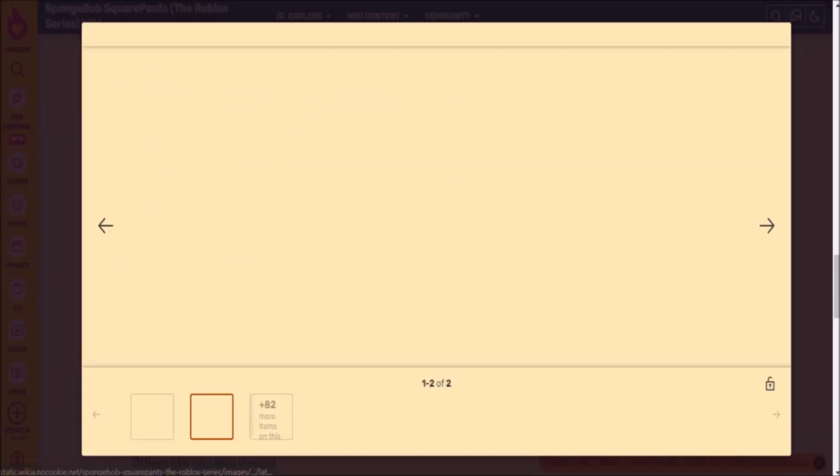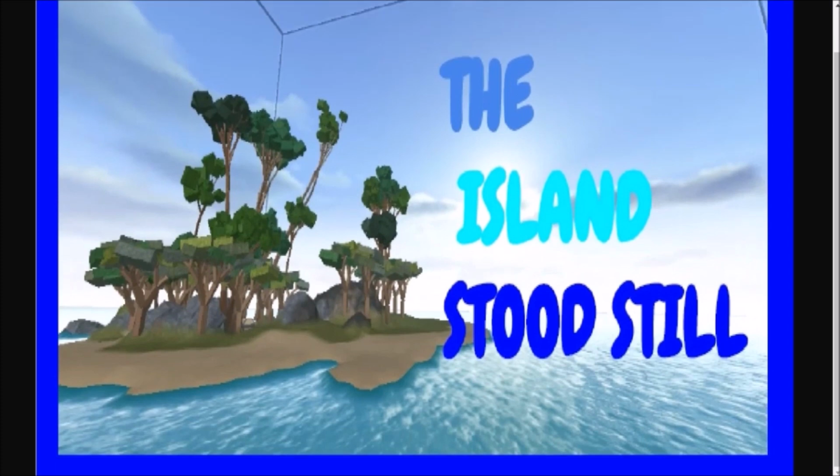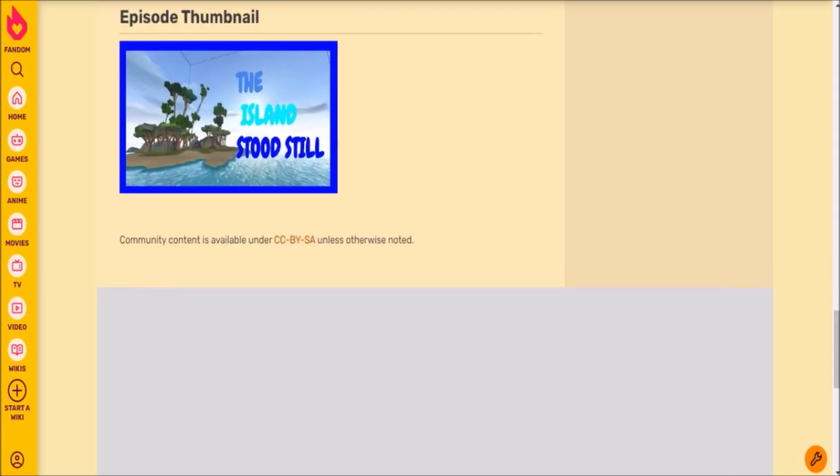Squidward. And here's the episode thumbnail. Just generic font. Very generic font. The Island Stood Still. Alright, so next is SpongeBob Bob's Farm.